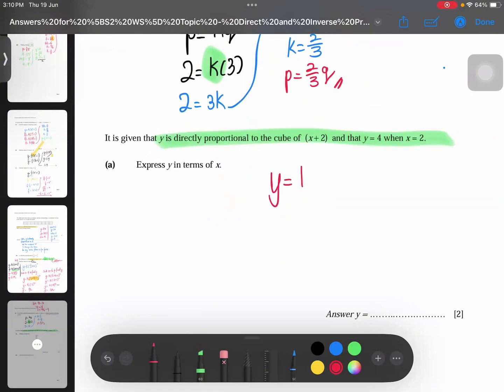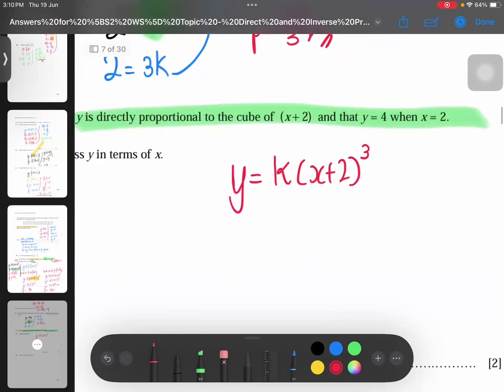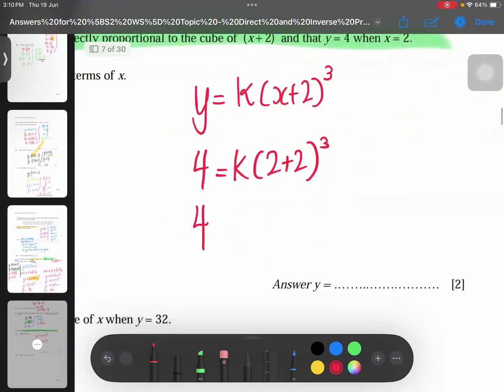Now, after that, we move on and see that y is directly proportional. So y equals k bracket x plus 2 to the power of 3. Can you understand? All right, so you're going to sub in 4. 4 equals k bracket 2 plus 2 to the power of 3. Are you understanding? Okay, so 4 equals k bracket 4 to the power of 3. Does it make sense to you? Solve this part first. 4 to the power of 3 is 64. So 64k. Are you understanding or not understanding?